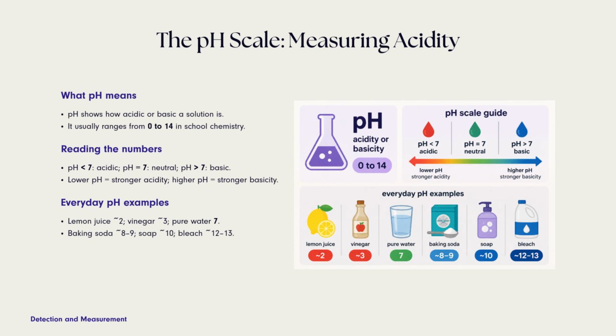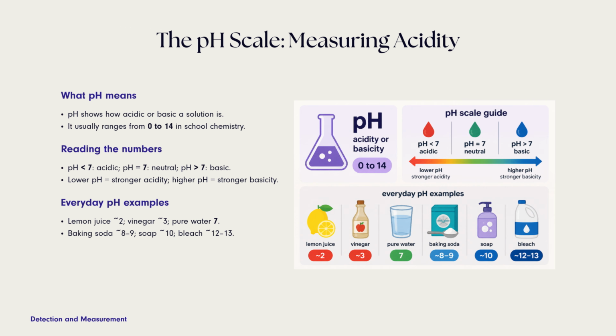The pH scale, measuring acidity. What does pH mean? pH shows how acidic or basic a solution is. It usually ranges from 0 to 14 in school chemistry. Reading the number: pH less than 7 is acidic, pH equal to 7 is neutral, and pH more than 7 is basic. Lower the pH, stronger the acid; higher the pH, stronger the basicity.